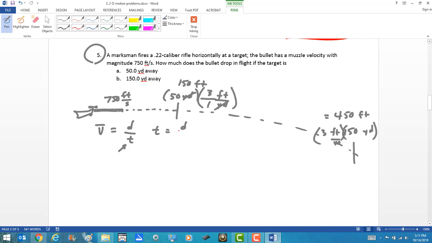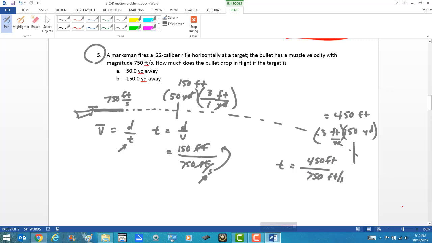So for the near target, it's 150 feet in the numerator, 750 feet per second in the denominator. The feet cross out, we're left with seconds in the denominator of the denominator, so the seconds will come up in the numerator, which is what we want. For the distant target, we would use 450 over 750 feet per second to get the time down here. So the time the bullet is in the air is just a tiny fraction of a second. That one's 0.2 second. This one I'll let you calculate. It's 450 over 750.